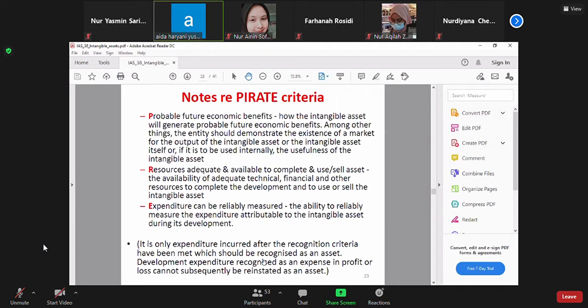So it is only expenditure incurred after the recognition criteria have been met which should be recognized as an asset. Development expenditure recognized as an expense in profit or loss cannot subsequently be reinstated as an asset. So when you recognize the development as expenditure, you cannot suddenly say this is not an expense and capitalize it under IAS 38. Once you recognize it as an expense, it remains an expense. But once you recognize it as development and as an intangible asset, then you put it under intangible assets.